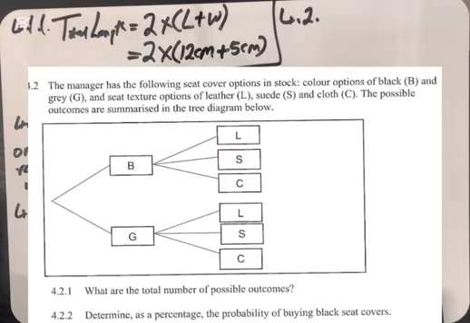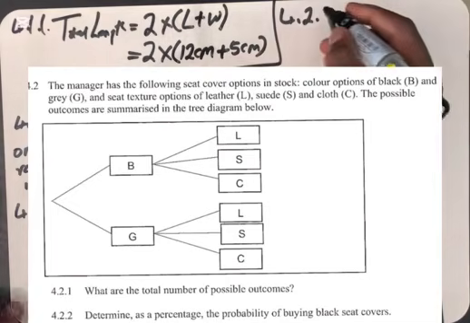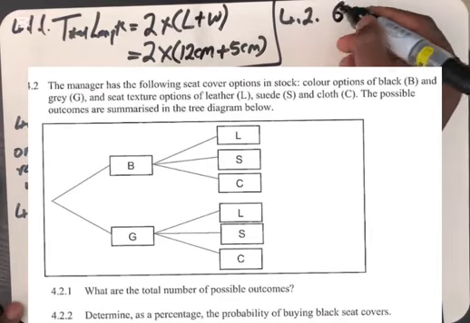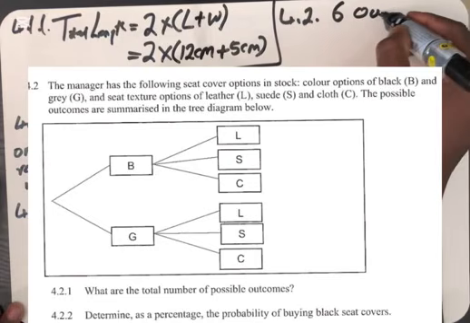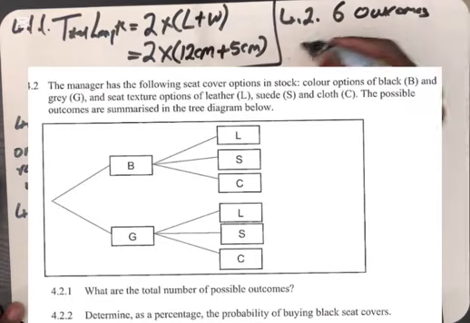What is the total number of possible outcomes? Possible outcomes here we can see that is 1, 2, 3, 4, 5, 6. The outcomes are going to be 6. 6 outcomes. Then 4.2.2.